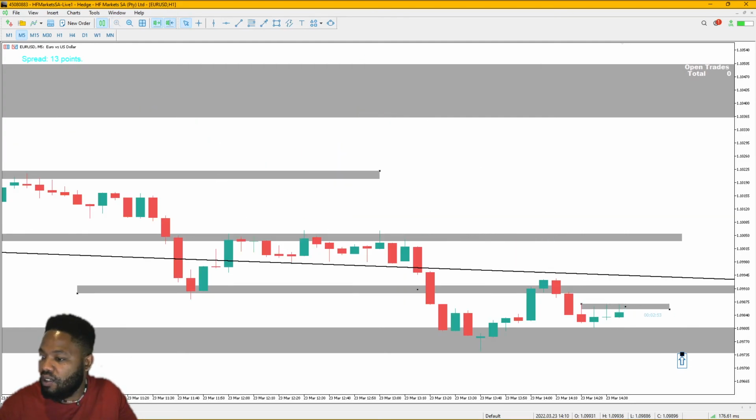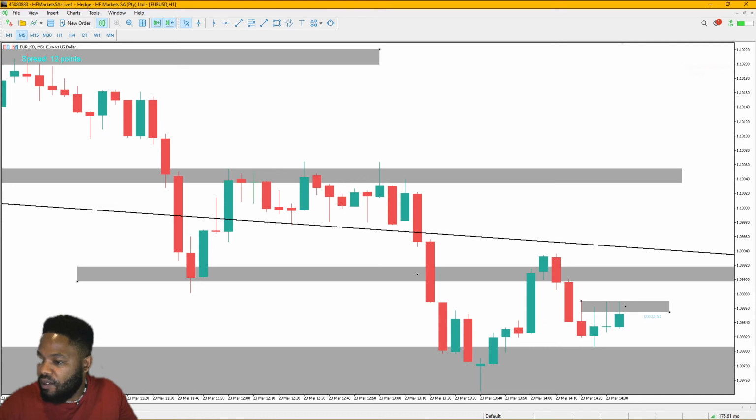Let's move in. This area right here has multiple wick rejections. 1, 2, 3, touch, and the market is going down. If this candle closes bearish, I'm taking a sell. So what I would suggest is you place your sell above here.